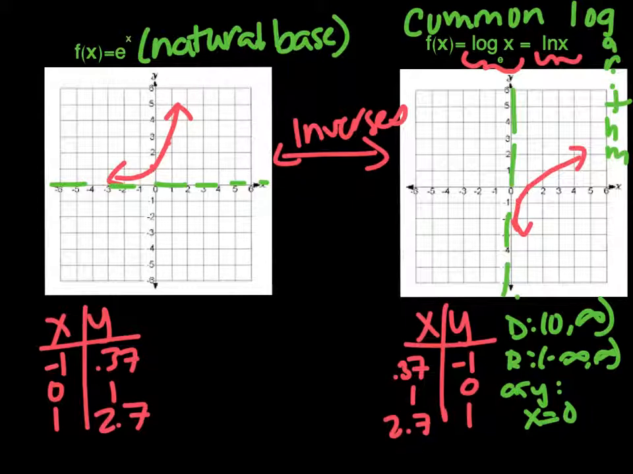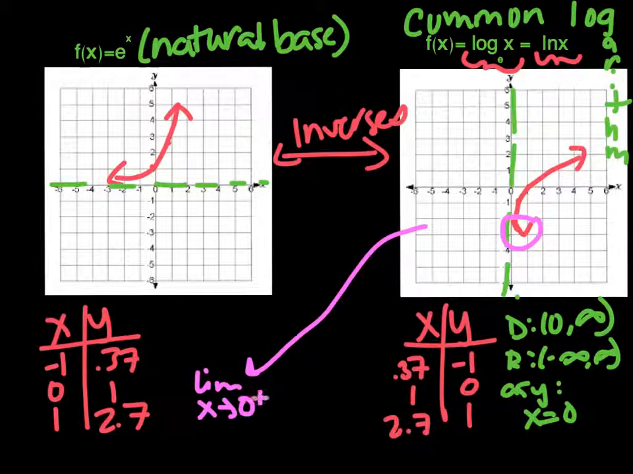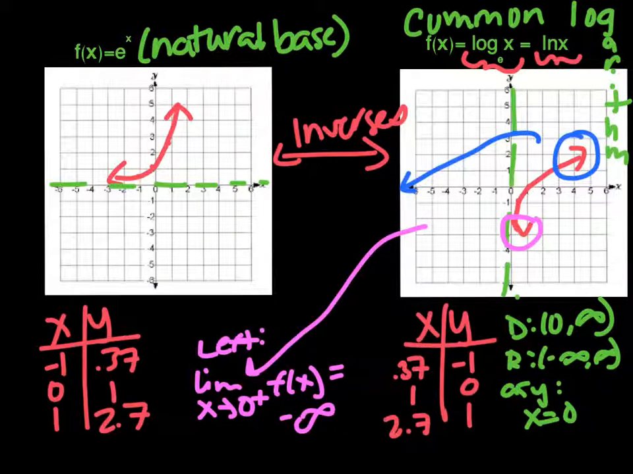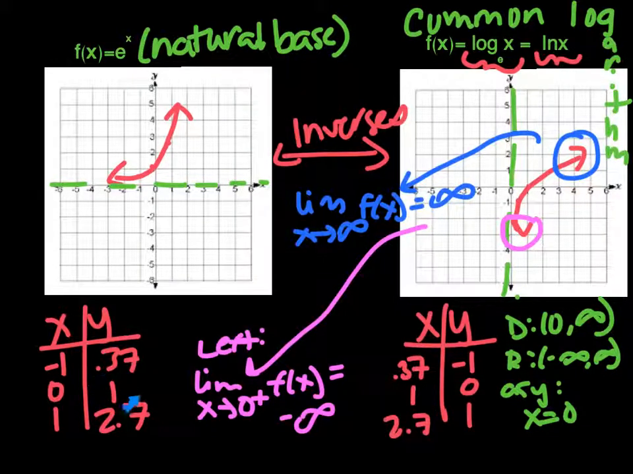If I want to look at my end behavior, this one is coming towards 0 from the right. So this is my limit as x approaches 0 from the right. This is my left end behavior, and it's going towards negative infinity. If I want to do my right end behavior, that's my limit as x approaches infinity, and it's getting bigger. So that's basically the same as the last screen. The only difference is you have a specific number down here for these.